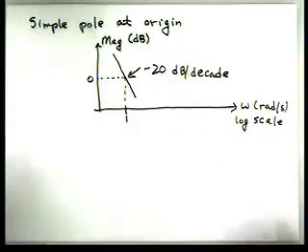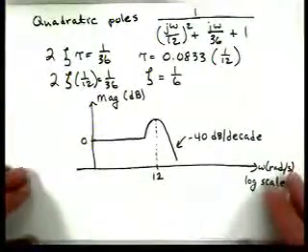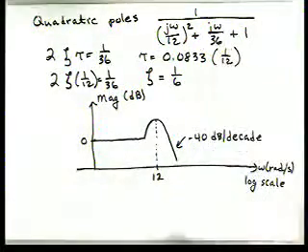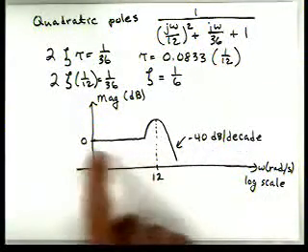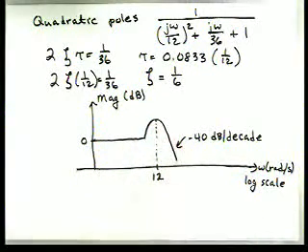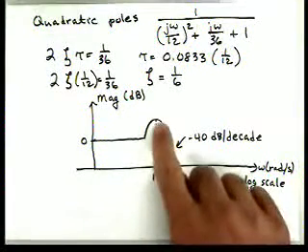Now the quadratic poles, a little more difficult. If we go in and look, the quadratic poles have a characteristic that looks something like this. You can see the calculations there for tau and zeta. It has a gain of 0 out here, then it has this slight peak. The slope over here is minus 40 dB per decade. So that's the characteristic it has. Now we can calculate this peak value here.